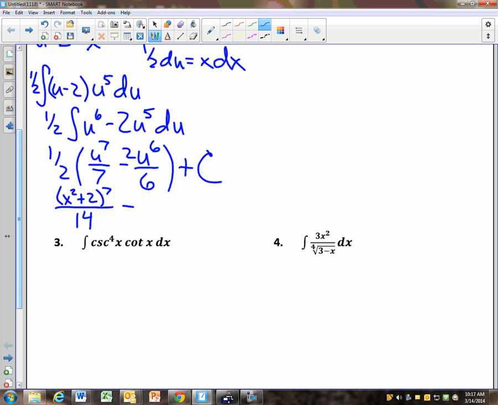minus, let's see, the 1/2 and the 2 will cancel, won't they? So we got (x squared plus 2) to the 7th over 14 minus (x squared plus 2) to the 6th over 6 plus some constant. What? The 1/2 cancels out with the 2 there. What do you think? Kind of tricky, huh?